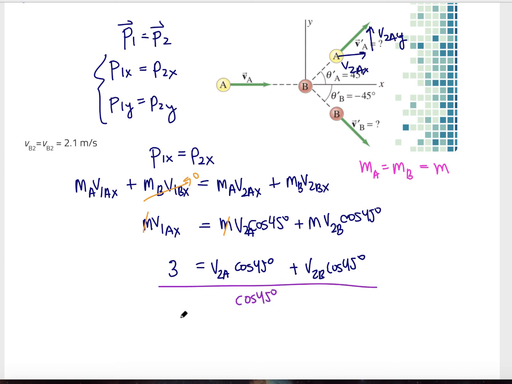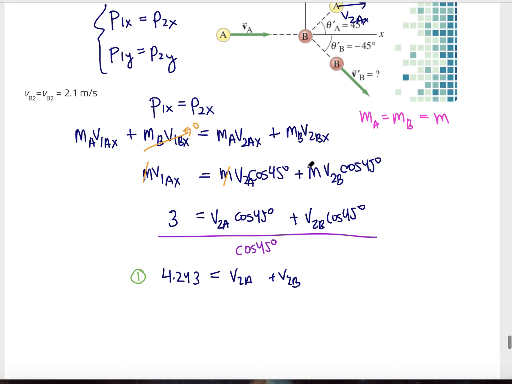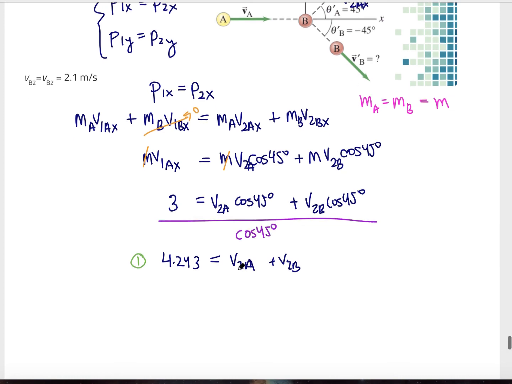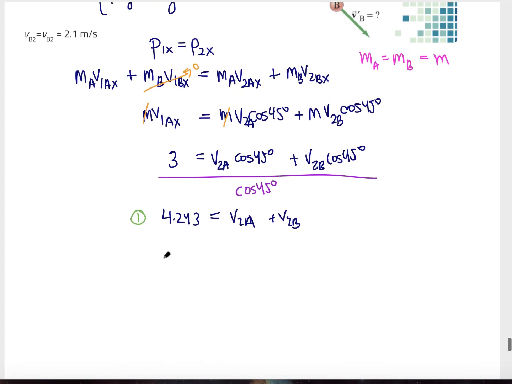When I do that, what I end up with is 4.243 on the left, so that's 3 divided by cosine of 45, and that's equal to v2a plus v2b. All right, so this right here is what we'll say is equation number 1 that we're working with. And because this is an elastic collision, we can actually go a little bit further, but we don't need to do that right now because we haven't dealt with the y direction yet. So let's deal with the y direction.